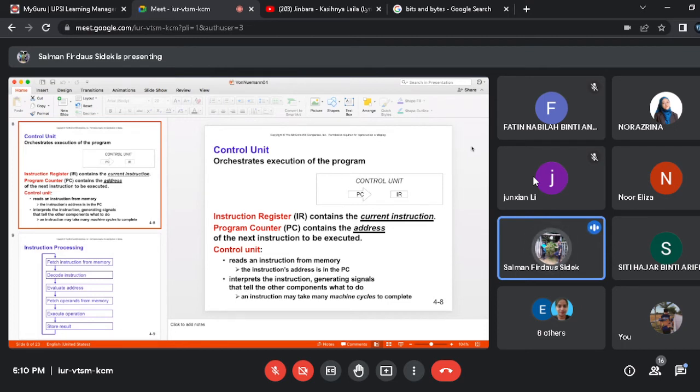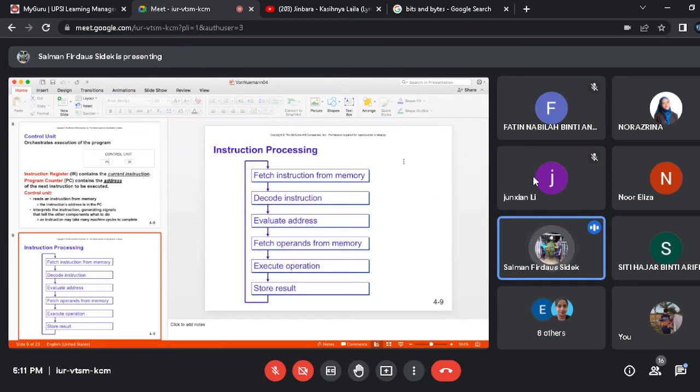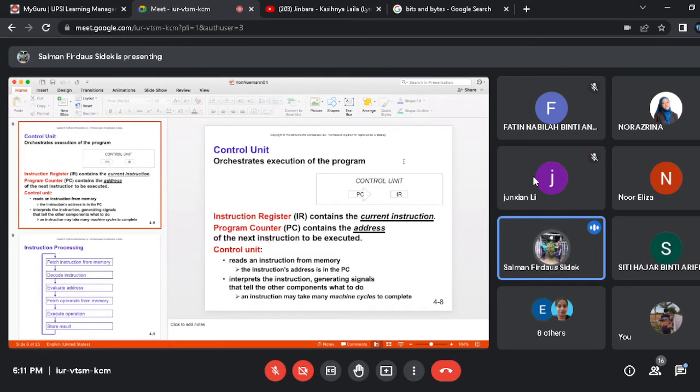So the function of the control unit is to orchestrate the execution of the program. If you want to use the microphone as an input, the output must be the speaker. All of this synchronization or orchestration is done by the control unit. In the control unit, there are two subcomponents, PC and IR. So what is PC? And what is IR?